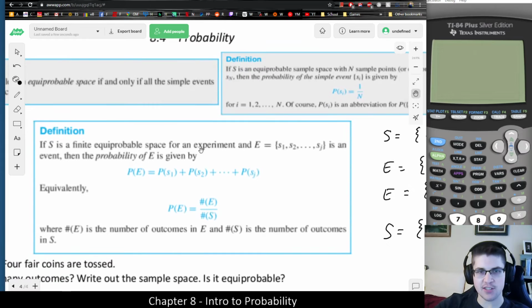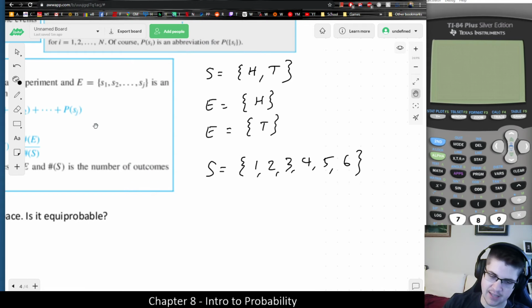And the final definition, another super big key about probability, says that if S is a finite equiprobable space for an experiment and E is an event, then the probability of E is given by P(E) = P(S1) + P(S2) + P(S3) and so on. What that's saying is that if I have a particular event which is a combination of multiple different events, like rolling a die and wanting the event that I get either a 1 or a 2.